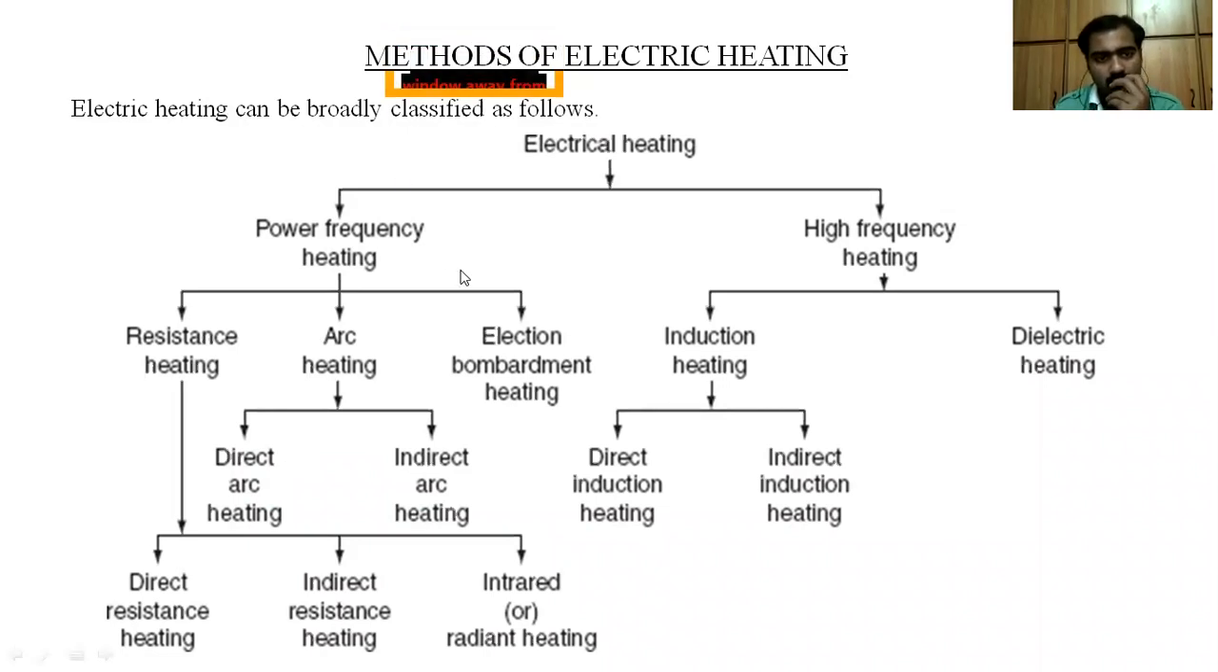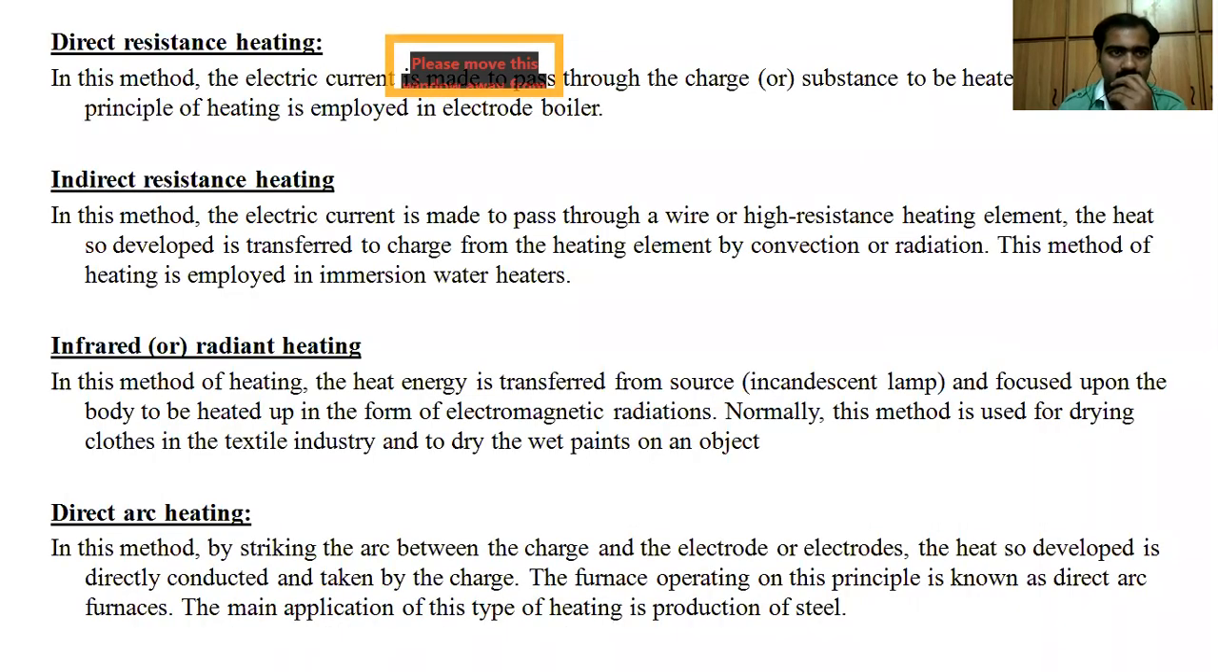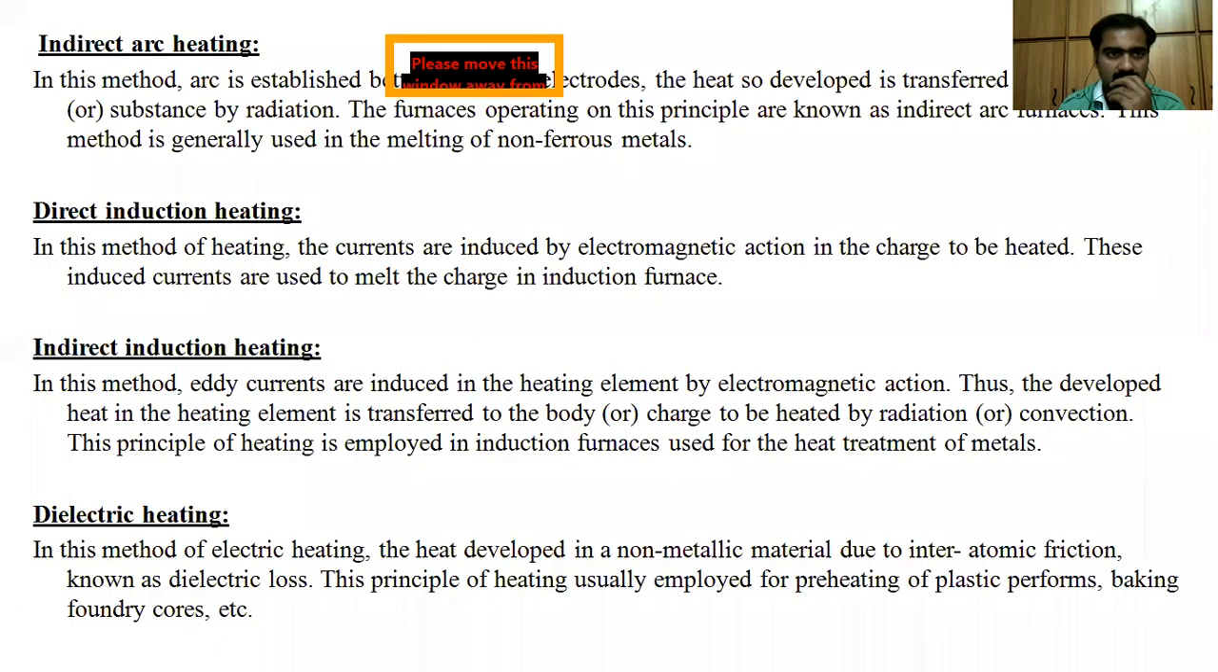In power frequency heating, there are resistance heating, arc heating, and electron bombard heating. Yesterday we learned direct resistance heating, and how this method is employed for electrical heating. The rest, indirect resistance heating and infrared heating, we are going to learn in today's class. These are the outlines we discussed earlier: direct resistance heating, indirect, infrared, direct arc, indirect, direct induction, all those things.